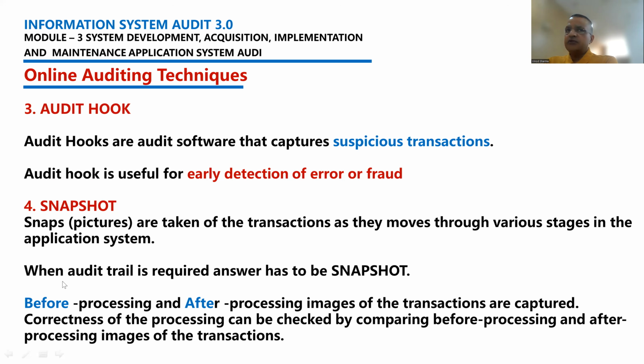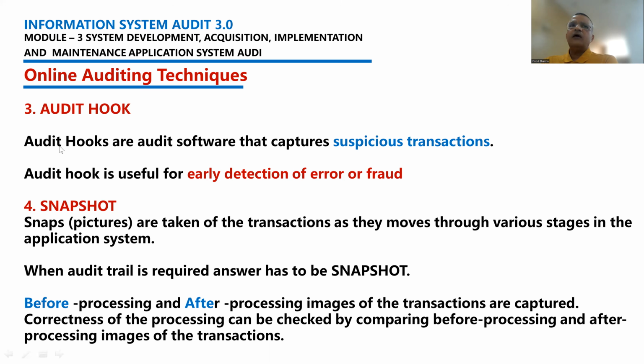You should remember that the word audit trail is important, and it has a direct connection with snapshot. If you are talking about audit hook, then it is early detection of errors and fraud. Before processing and after processing, images of the transactions are captured in a snapshot, and the correctness of processing can be checked by comparing the before and after processing images of the transaction. That's very simple. I can compare them and find out if there is any error or discrepancy.